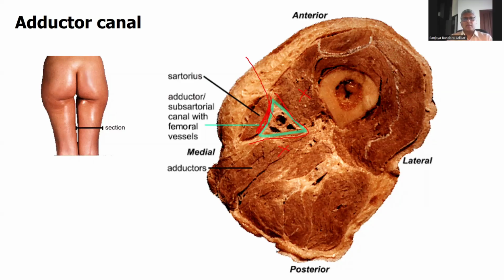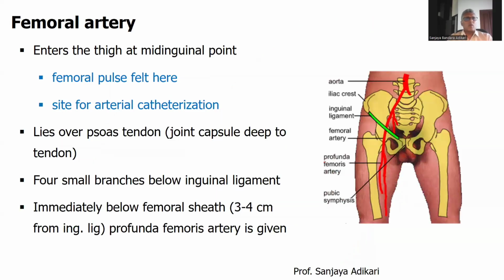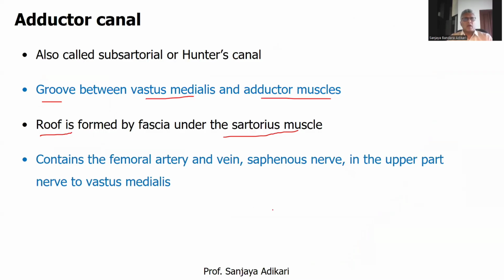Then inside the canal here, you get the femoral artery, then femoral vein, and the saphenous nerve. Okay, saphenous nerve, before it enters the leg, passes through the adductor canal, and in the upper part of the adductor canal, you have the nerve to vastus medialis. Okay, not in the lower half, only in the upper part. Okay.